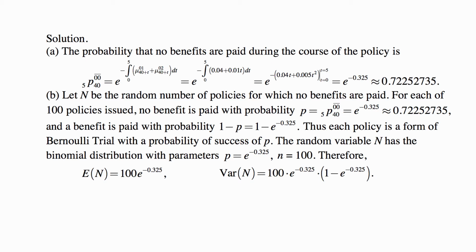A Bernoulli trial is a success if a policy pays no benefit. And if you're counting how many no-benefit policies you have, you're basically counting how many successful Bernoulli trials you have. So that's, of course, a binomial distribution. The parameters of this binomial distribution are p, which we just mentioned, and n equal to 100. So the mean is n times p, and the variance is n times p times 1 minus p, which we often denote by q.